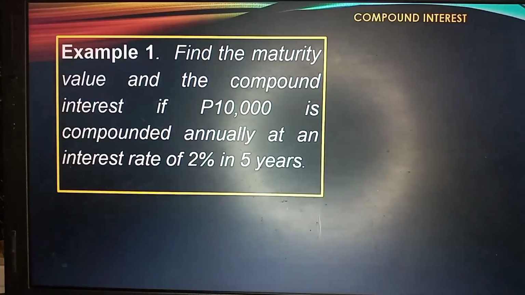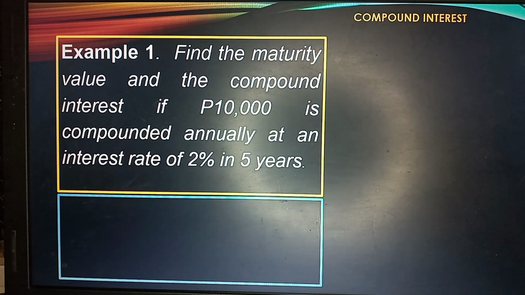Okay, example number 1 para masabtan ang tanan, we have number 1, find the maturity value and the compound interest if 10,000 pesos is compounded annually at an interest rate of 2% in 5 years. So, pagitaon daw nato ang maturity value ug ang compound interest kung adun natay 10,000 pesos nga naga-compounded siya og 2% in 5 years. Pila karon ang ato ang bayro nun after 5 years.